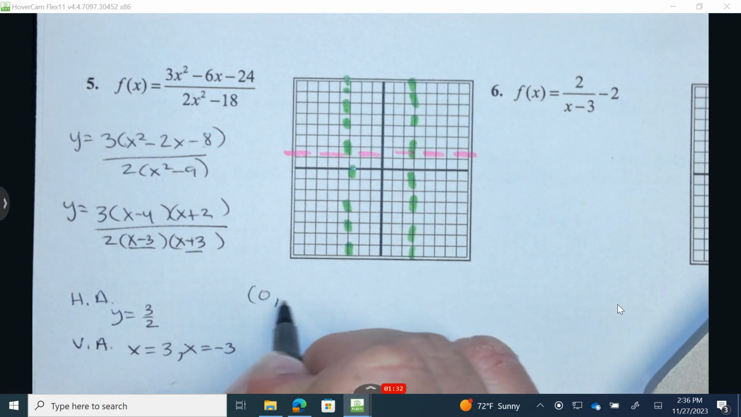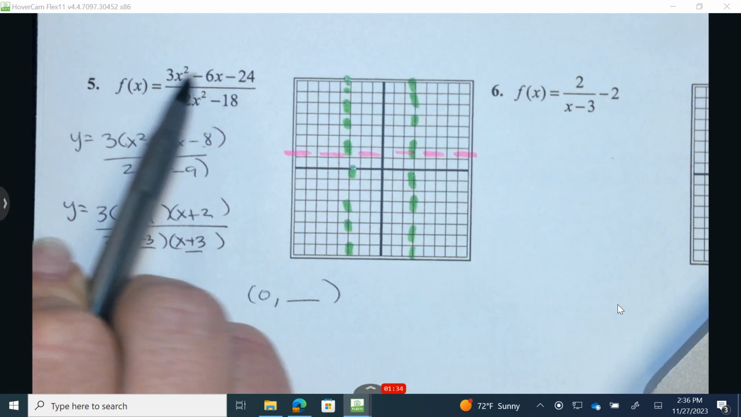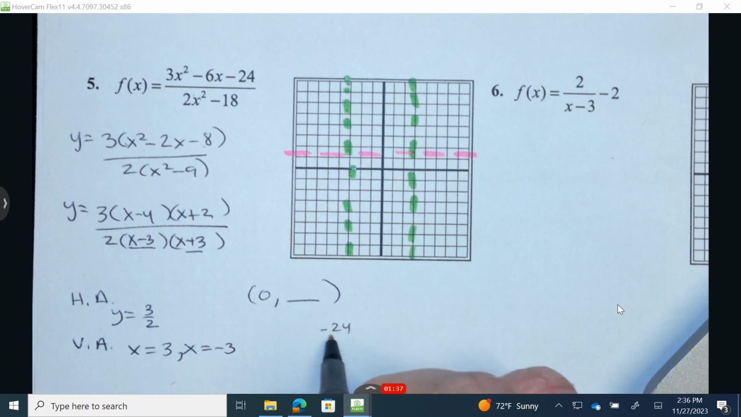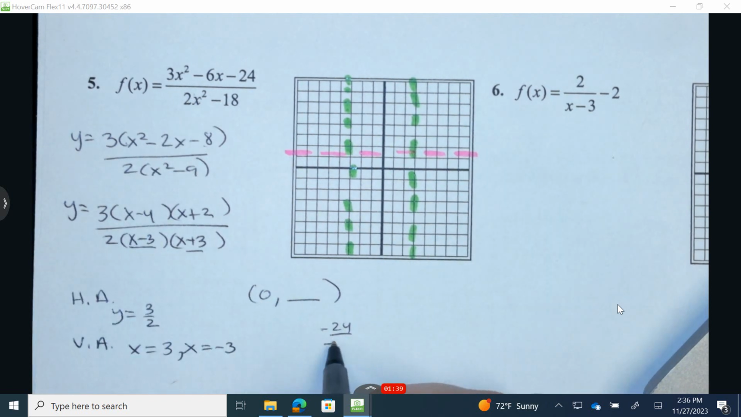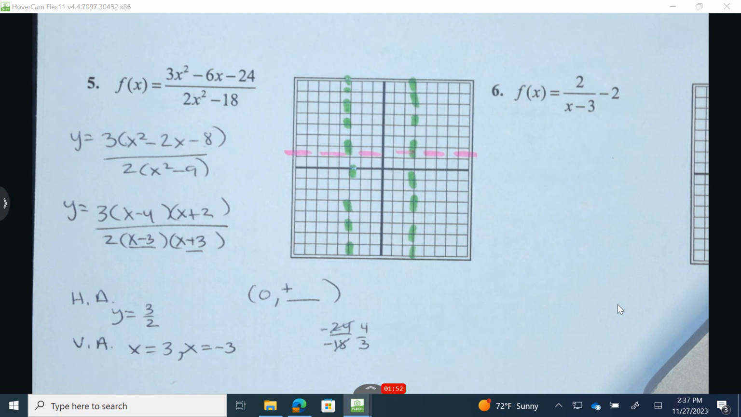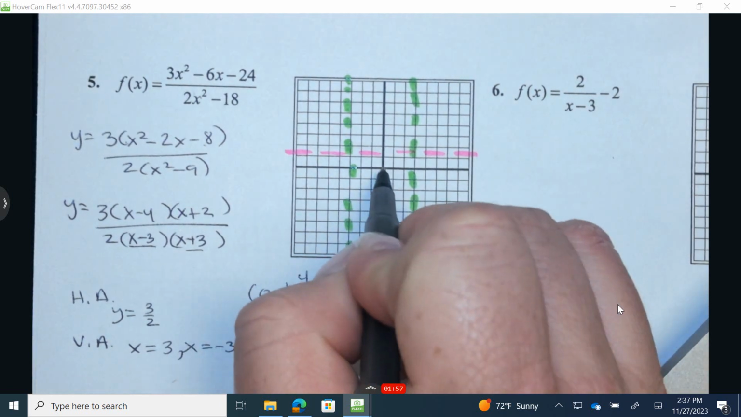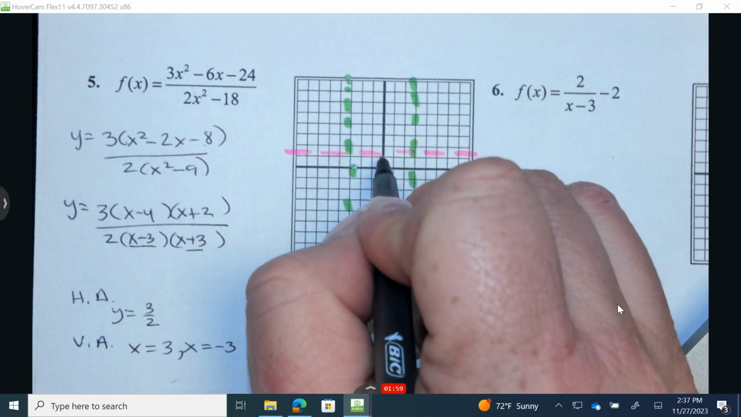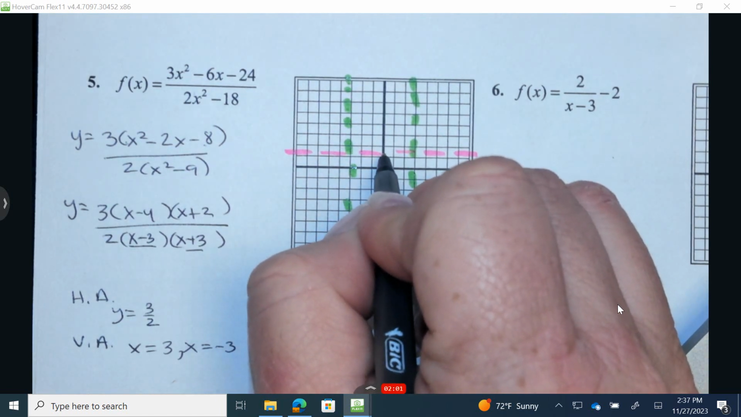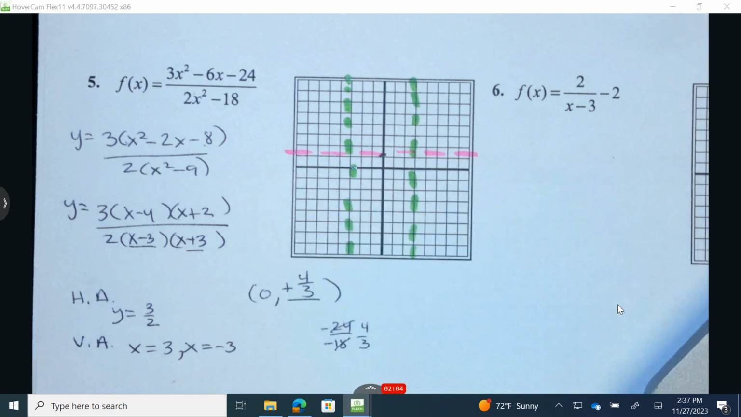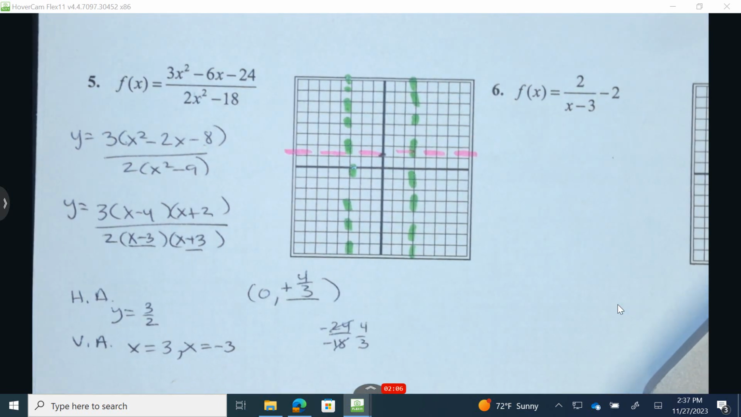So when we find the y-intercept, our x is always 0. So 0, 0, I have negative 24, and 0 over negative 18. Well, two negatives make a positive, and these are both divisible by 6. Divide by 6 to get 4, divide by 6 to get 3, and I have 4/3. Now, we know 4/3 is just slightly greater than 1. 1 and 1/3, actually. So 0, and here's 1 and 1/3. Remember that this line was at 1.5, or it should have been, so it's just right below that point.